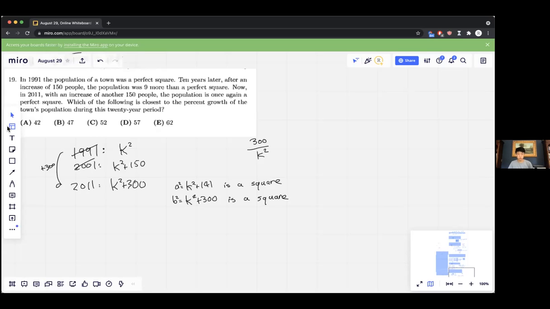So now the usual thing you do when you have two squares which differ by some amount is you take the difference. So you get that a squared minus k squared equals 141, and b squared minus k squared equals 300. And the reason why we do this is because we can factor this as a minus k times a plus k and b minus k times b plus k.